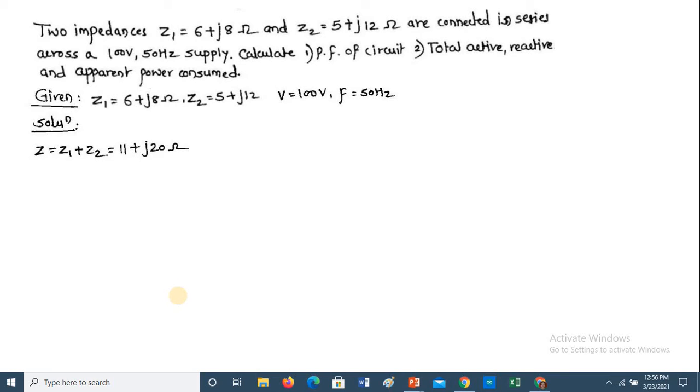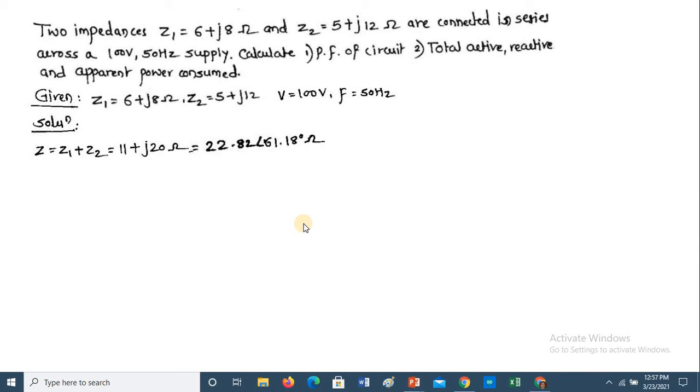V by Z means division. To take the division of two phasor quantities, which form is required? Polar form. It means I have to express V divided by Z in their polar form.